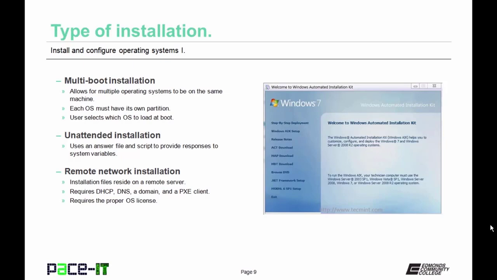Then there's the remote network installation. The installation files reside on a remote server, and it requires a DHCP server, a DNS server, a domain, and a PXE client. That's a pre-execution environment client. And it also requires the proper operating system's license.